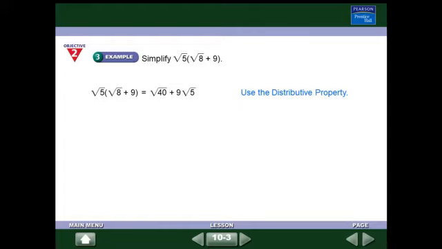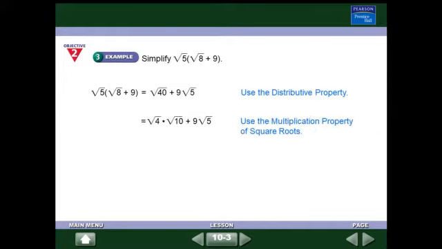To simplify this one, I need to use only the distributive property. Square root of 5 times the square root of 8, so we multiply the radicands, that is square root of 40. Then square root of 5 times 9, that is positive 9 square root of 5. You're not going to multiply 5 and 9 because 9 is not a radicand. We are going to multiply only both radicands. So simply use the distributive property. Then after that, simplify the radical expression.